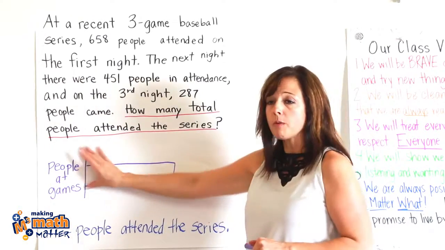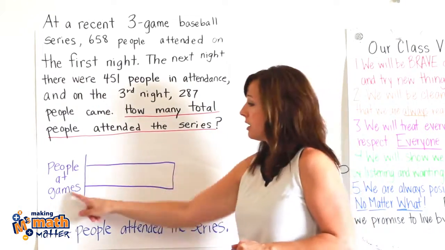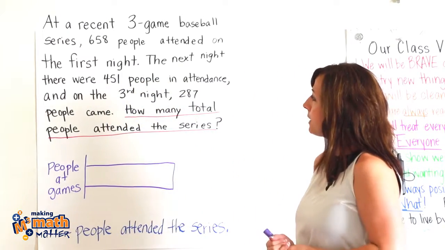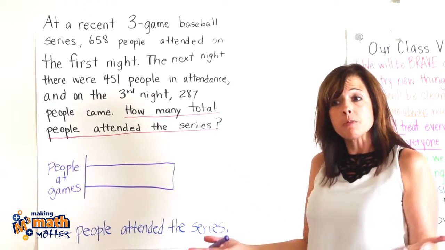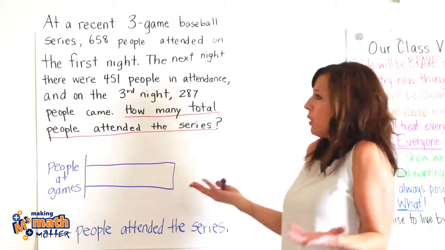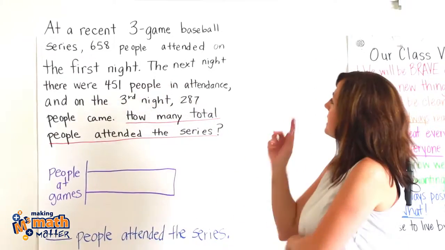So this bar right here represents the people at the games. Okay. So now I need to continue with my model. I need to go back through the problem and see, do I know anything about the people? So let's see.